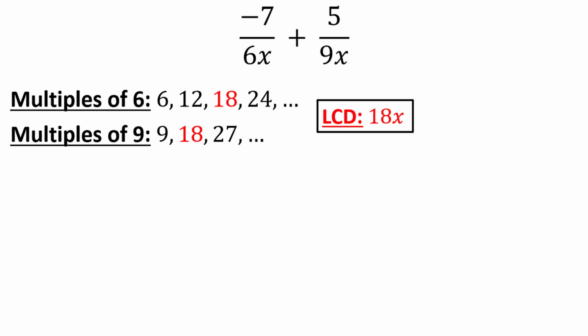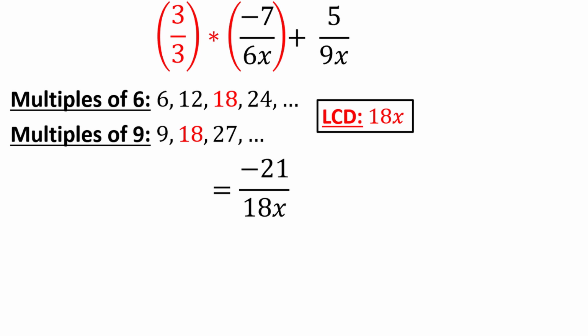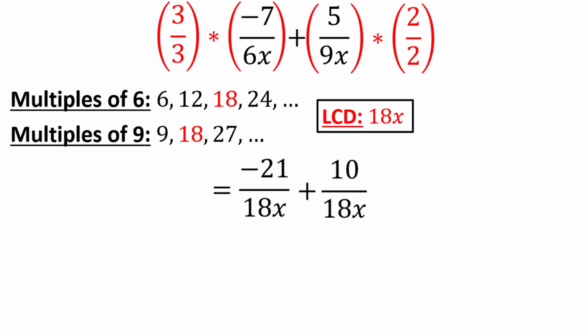Now we need to multiply the first fraction by 3 divided by 3, which is just a unique form of the number 1, and won't change the problem at all. That will give us negative 21 divided by 18x, which has the denominator of 18x that we wanted. For the second fraction, we need to multiply by 2 divided by 2. This gives us 10 divided by 18x.